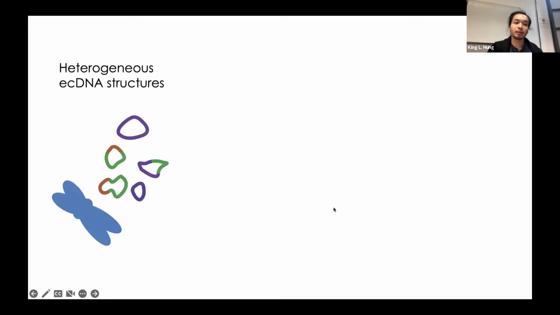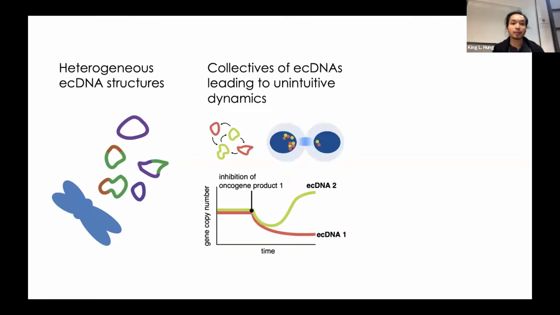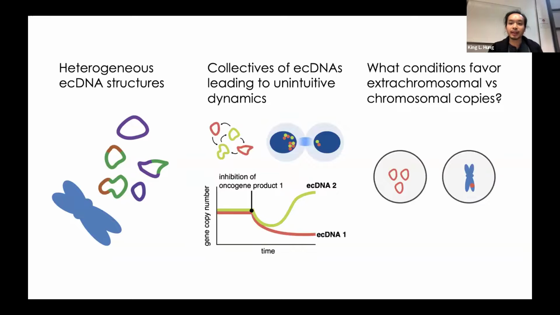So as a summary, what I've shown today is that in cancer cells, there are a lot of heterogeneous ecDNA structures that are coexisting in cancer cell populations. And because of these intermolecular interactions between different ecDNA species and their coordinated inheritance in cancer cells, there are unintuitive dynamics that are given rise to by the ecDNA collective behaviors. And finally, we really don't understand what conditions favor extrachromosomal versus chromosomal copies of oncogenes in cancer. And that's something that should be worked out in the future.